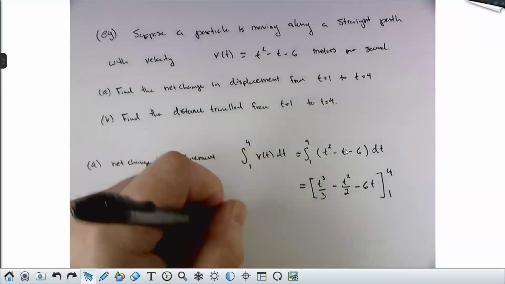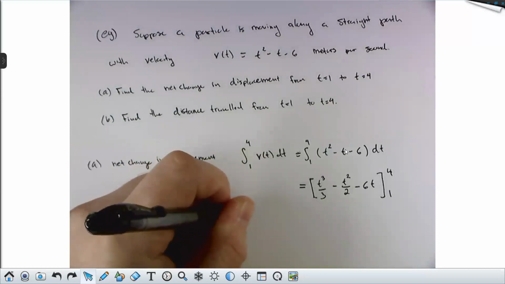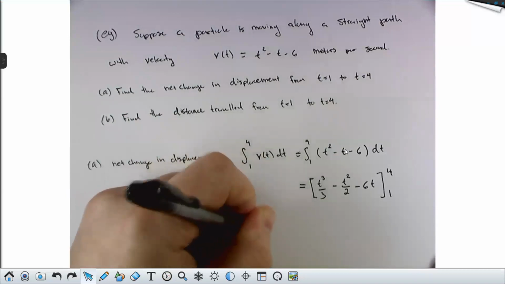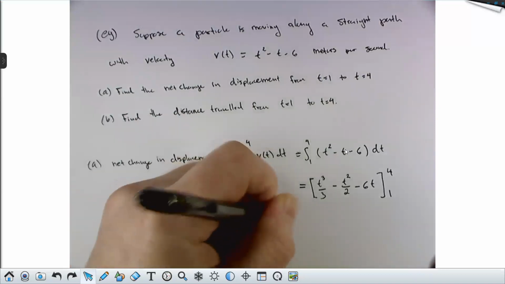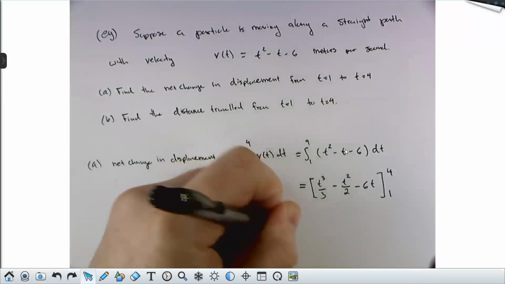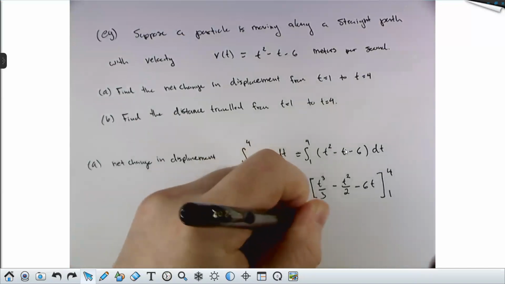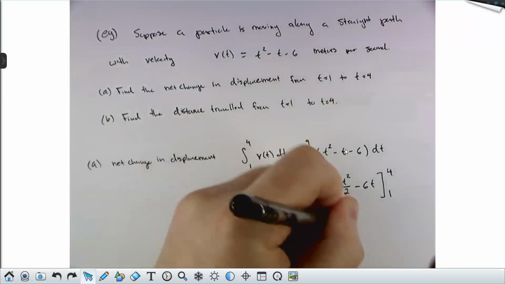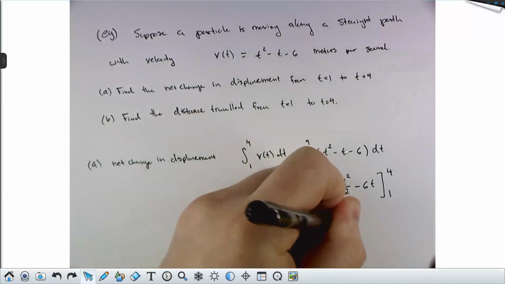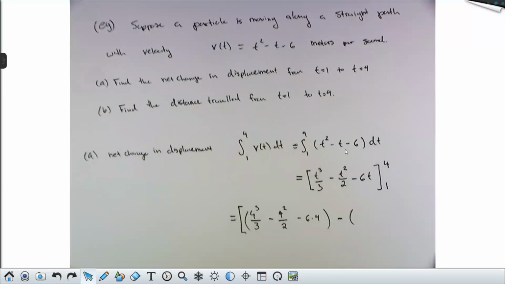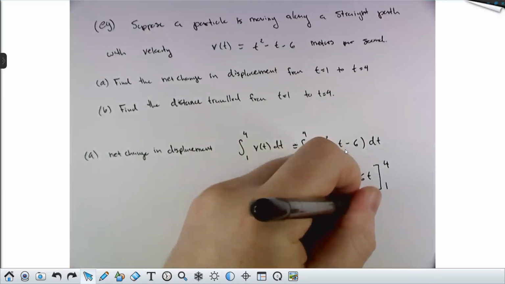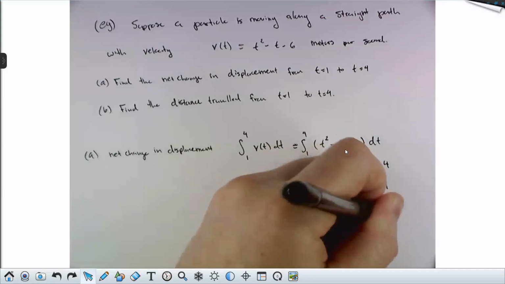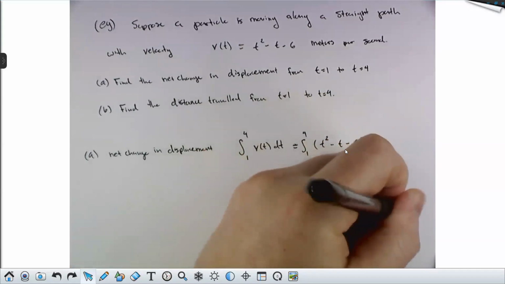If I plug in 4, I'm going to need a little bit more space here. So if I plug in 4, I get 4 cubed over 3 minus 4 squared over 2 minus 6 times 4. And then I subtract what I get when I plug in my lower bound, which is 1 cubed over 3 minus 1 squared over 2 minus 6 times 1.